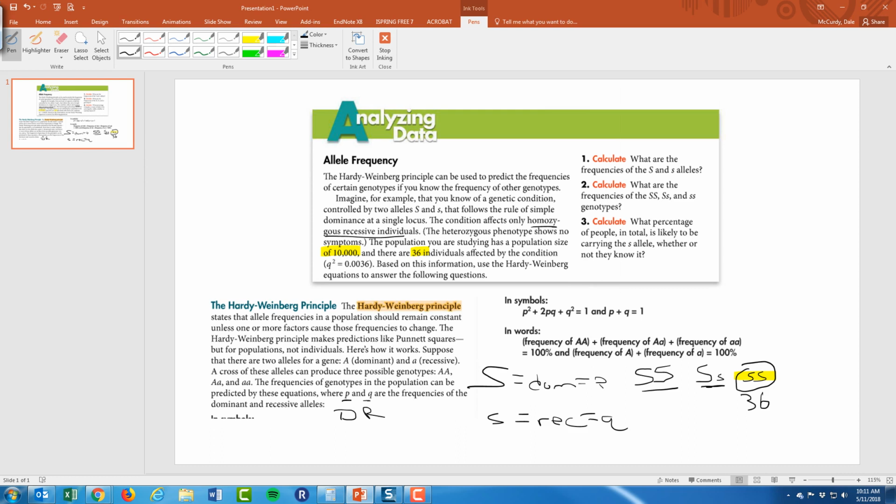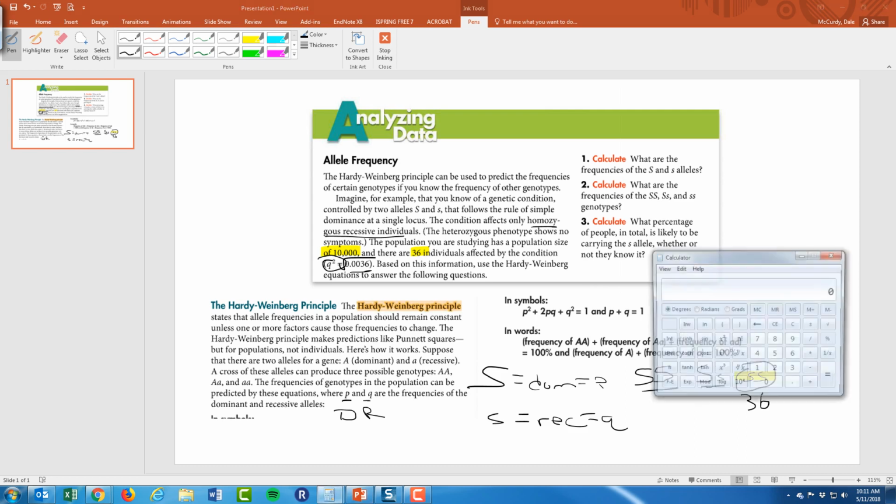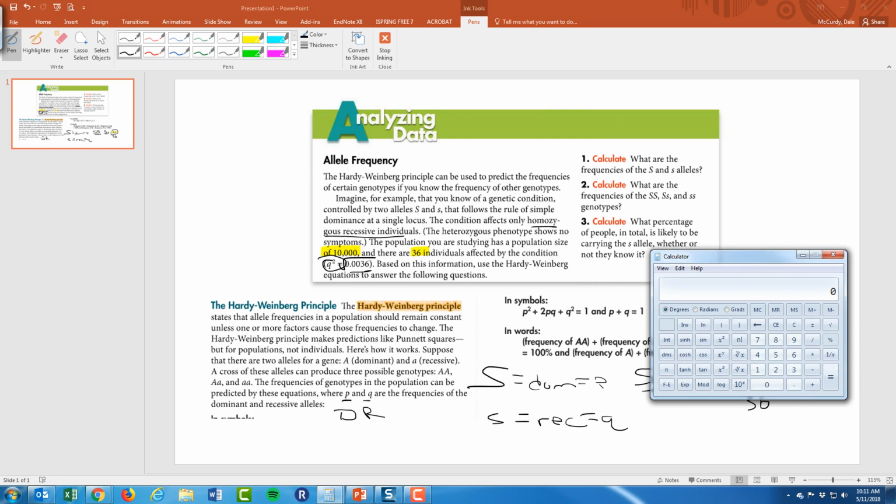So they give us q squared is equal to 0.0036. So now I'm going to go mathematical on you. So if we want to turn this into q, we have to do whatever the opposite of squaring is, and that's square root. So instead of my handy dandy Blues Clues notebook, I'm going to pull up my handy dandy calculator, and I'm going to take 0.0036 and I'm going to apply the square root.